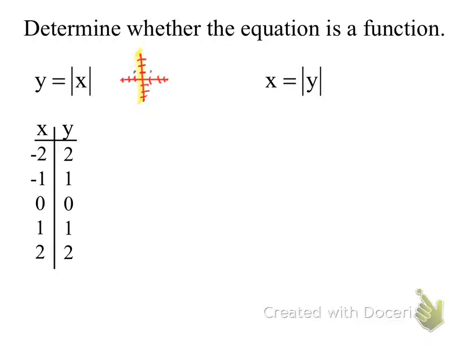You're going to have here. It's going to look something like this. Here's 1, here's 2. It's going to keep looking like that. That's an absolute value function. Okay, the next one.